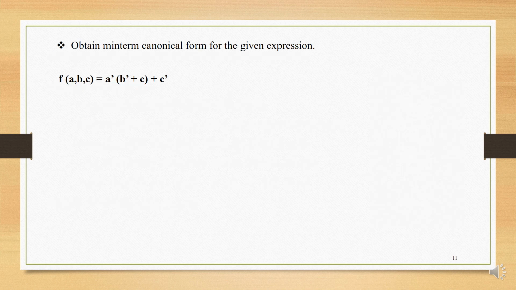Now we shall obtain the minterm canonical form for the given expression f of a comma b comma c equal to a bar into (b bar plus c bar). Applying the distributive law, we can rewrite this expression as a bar b bar plus a bar c bar. Now, to obtain the minterm canonical form, one hint is to get only the product terms in the expression, to further simplify and obtain the canonical form.